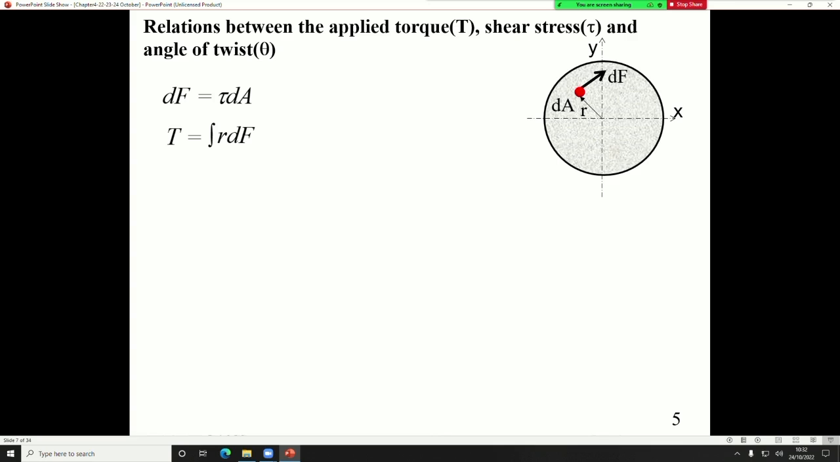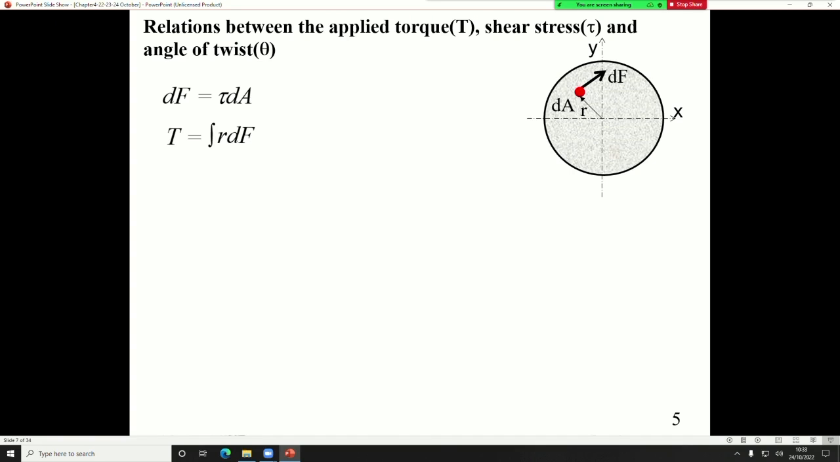Now, this is a shear force applied to this element. This force is located at a distance of R from the center. So R multiplied by dF gives us a tiny torque, which we call the resisting torque because of the external torque. Obviously, all the metal fibers are carrying some amount of torque. So if I integrate R dF over the cross section, that is equal to the external torque.